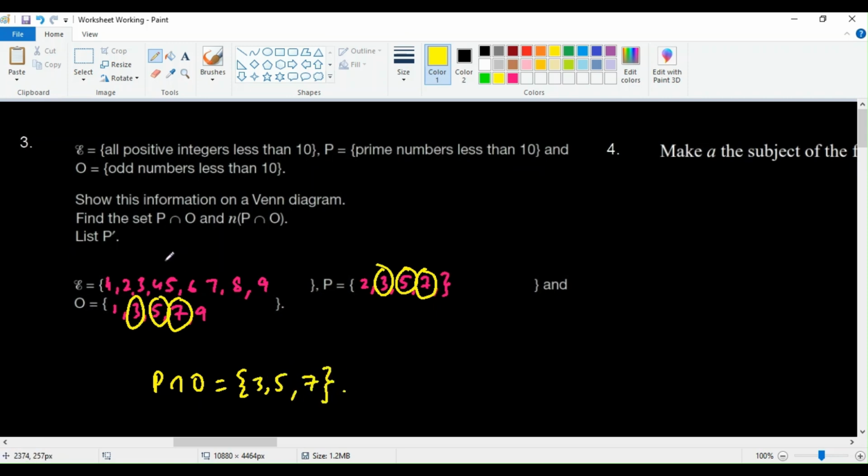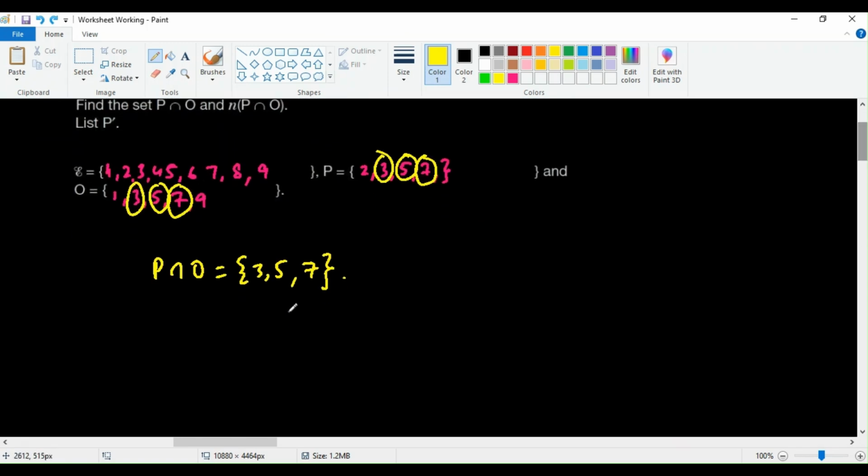Now, in the second part, it says n means number of members in P intersection O. So that means you should write here n equals 4. That's it, and you get full marks.